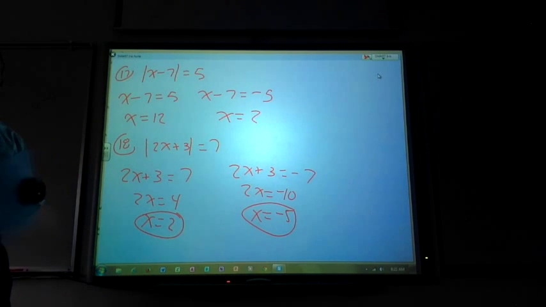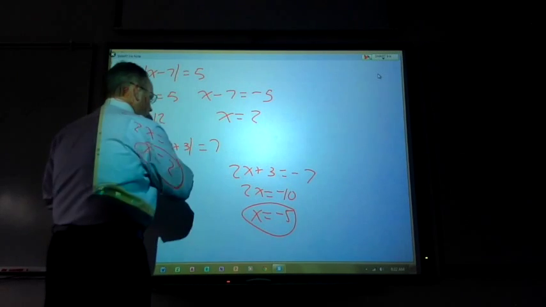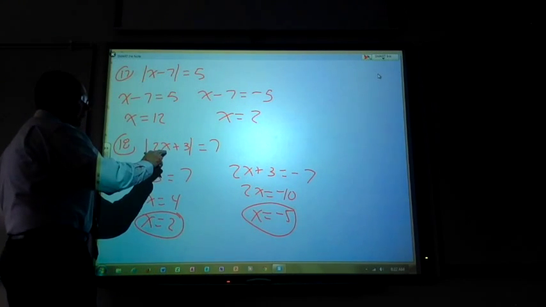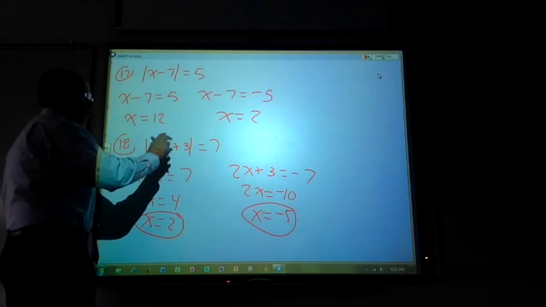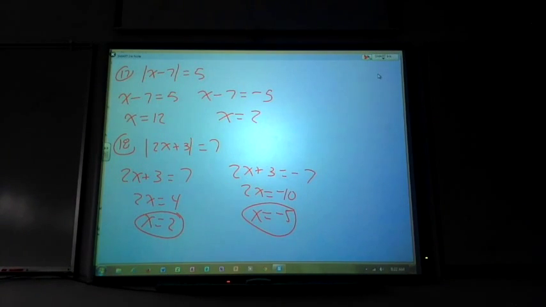what? Is 7 equal to 7? All right. 2 times negative 5 is negative 10. Negative 10 added to 3 is negative 7. What's the absolute value of negative 7? 7. Is 7 equal to 7? Perfect. Works both of them.